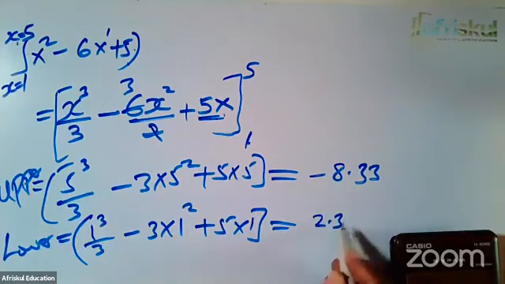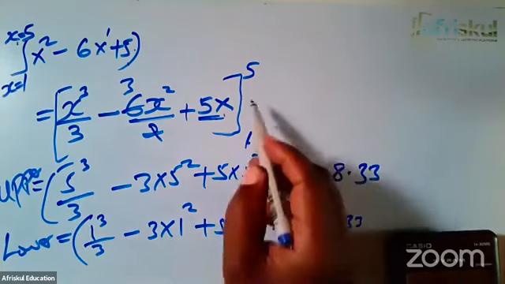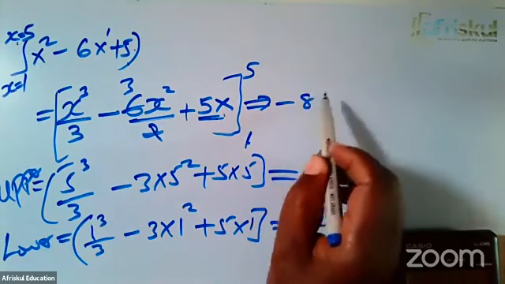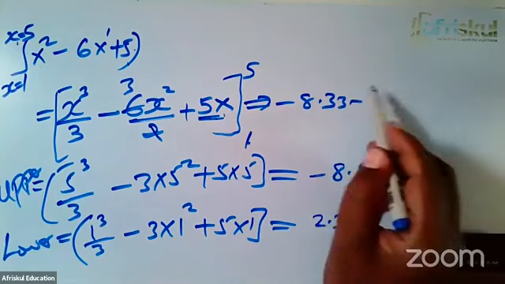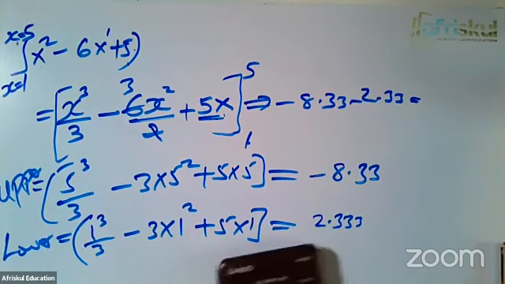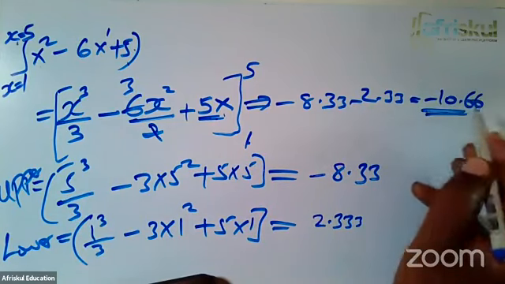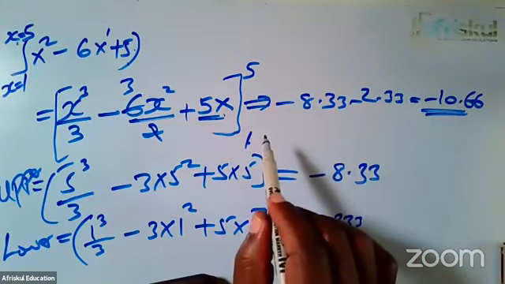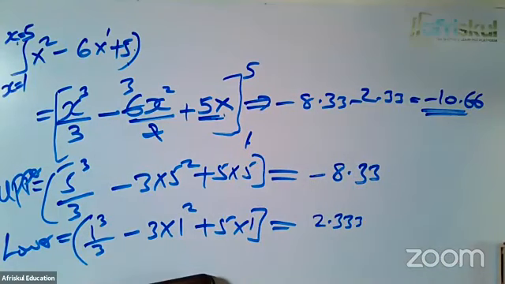Now, of course, they want us to evaluate, to give them a definite figure. So for us to give them a definite figure, it is minus 8.33 minus 2.33, which will give us minus 10.66. Now, of course, when we'll be going to the areas and the curves, you'll see us ignoring these negatives, because you can't have a negative area. But for now, they simply wanted us to evaluate, which now takes us to the third concept of the day.